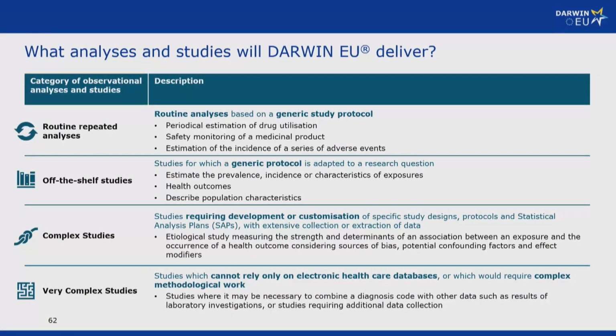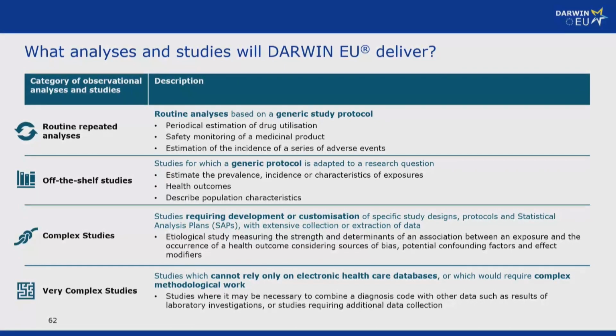Within Darwin, we are doing four types of studies, and you see all four types here, and I'm not going to follow the order. I'm going to start with the off-the-shelf studies, which are the studies for which we use a generic protocol. These are the studies that we hope we can do in a fast way. Typical studies would be studies looking into the prevalence, incidence, or characteristics of exposure. And as I said, we work with a general protocol to facilitate the conduct of these studies.